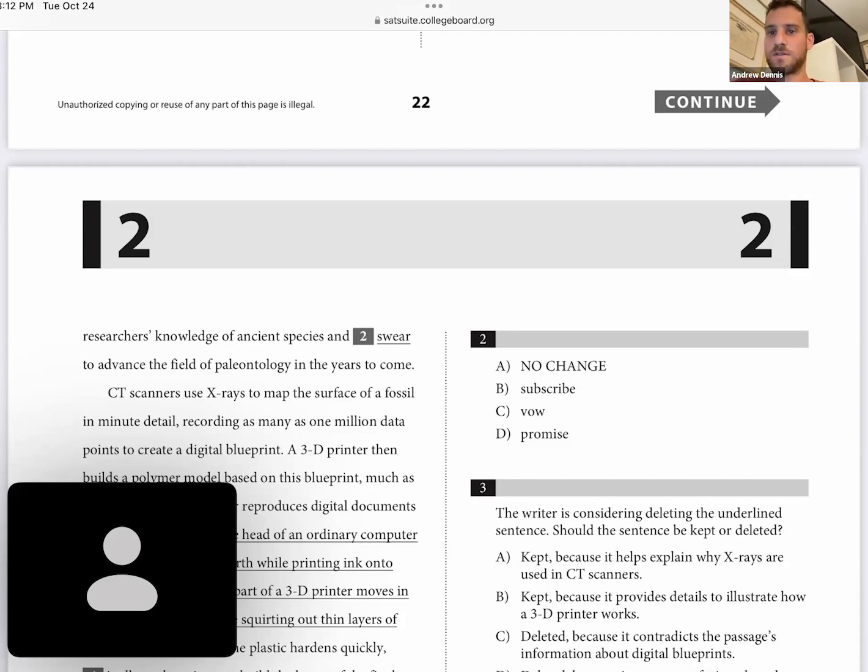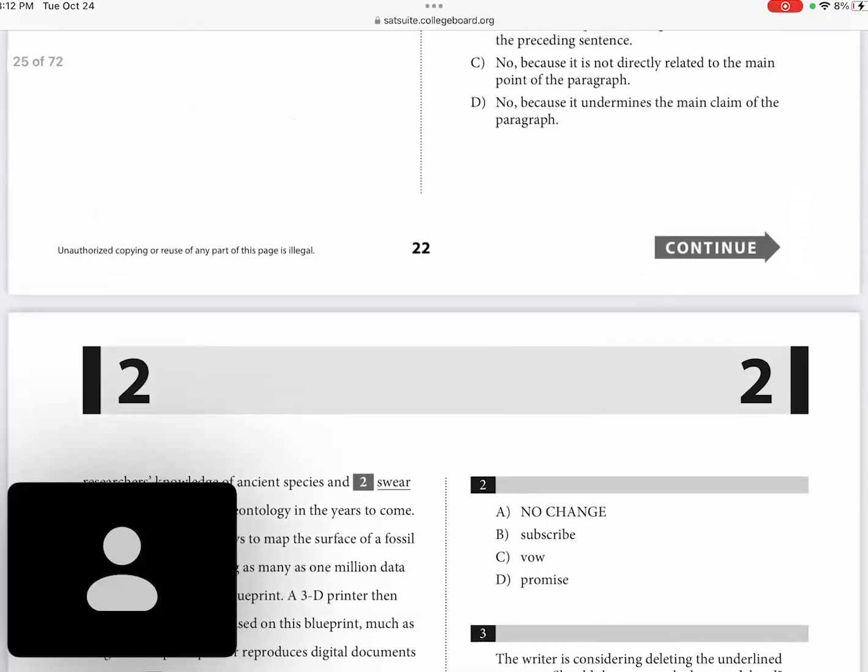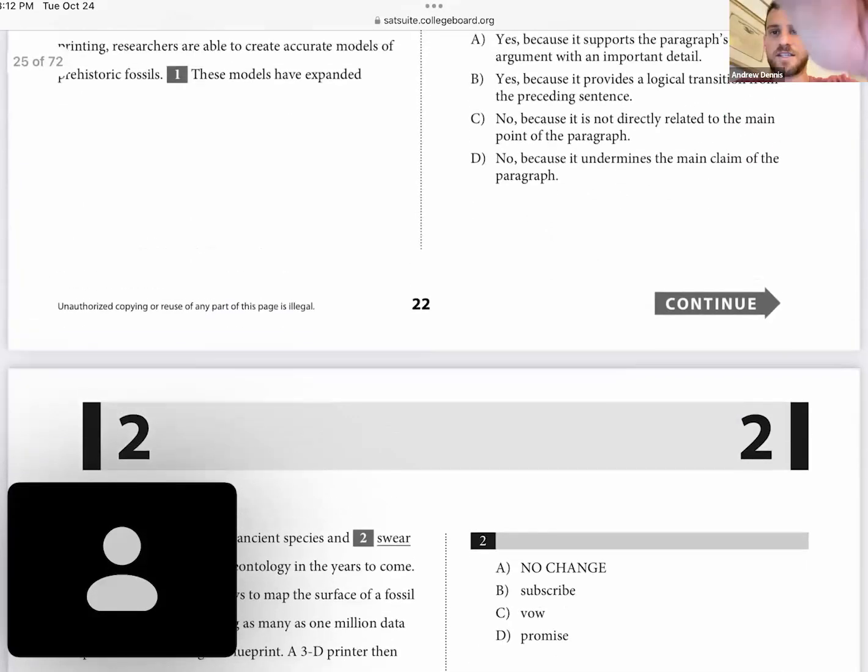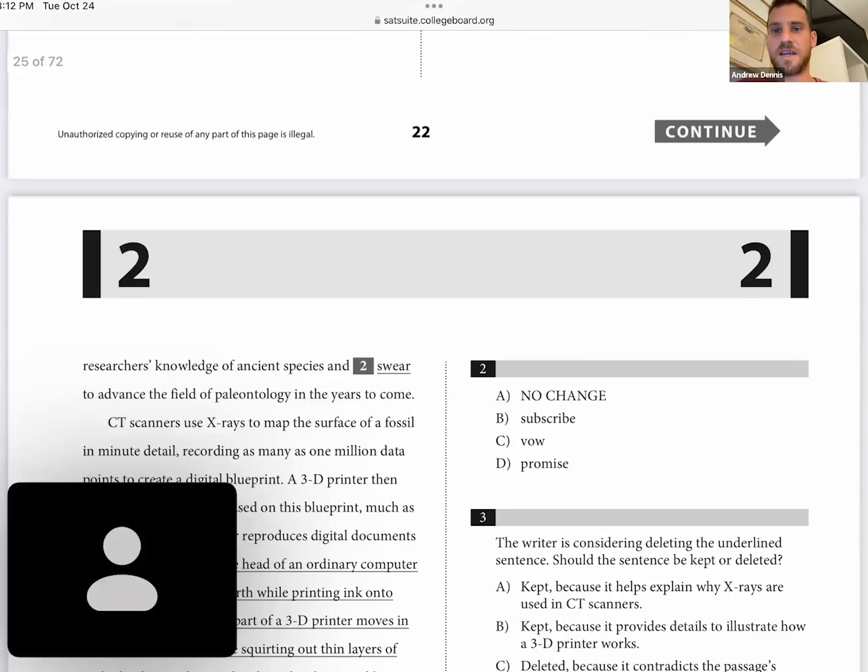Vow to advance. It's tough, right? What's the difference between a vow and a promise? And swear. I mean, it's tough. These models have expanded researchers' knowledge of ancient species and swear, and vow, and promise, and subscribe. It's not subscribe, right? And swear to advance and vow to advance or promise to advance the field of paleontology in the years to come.